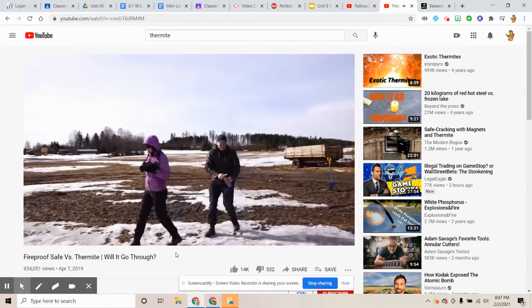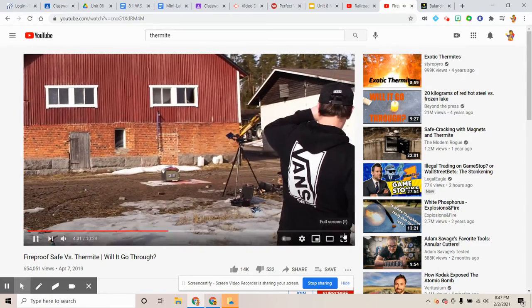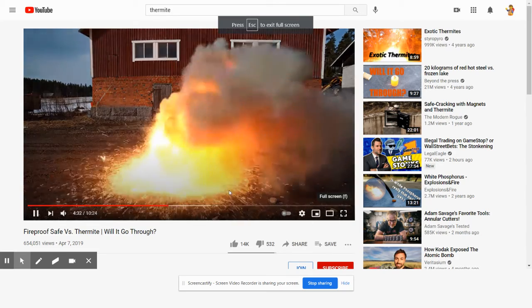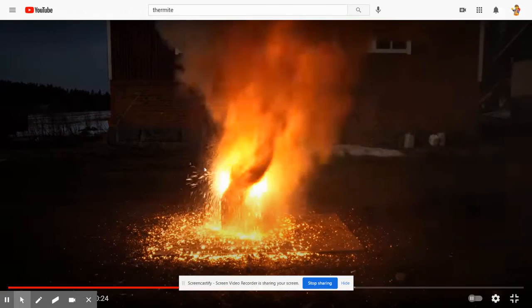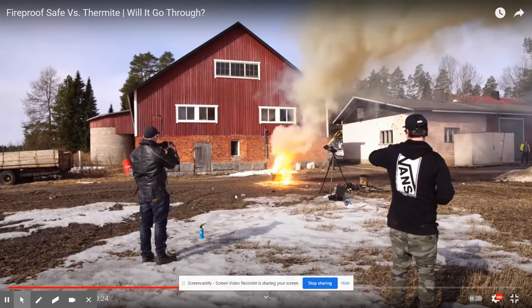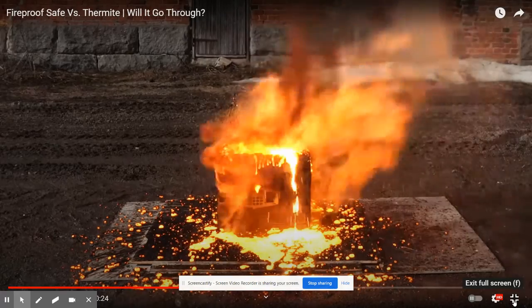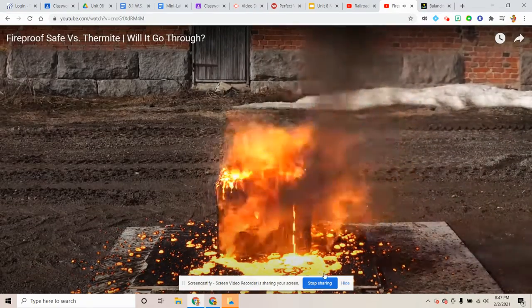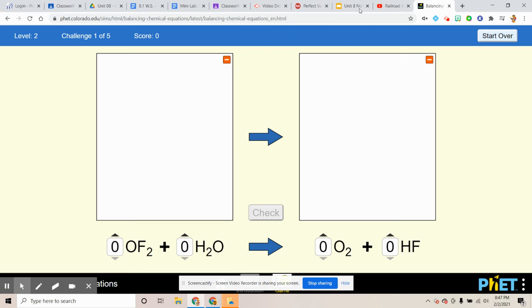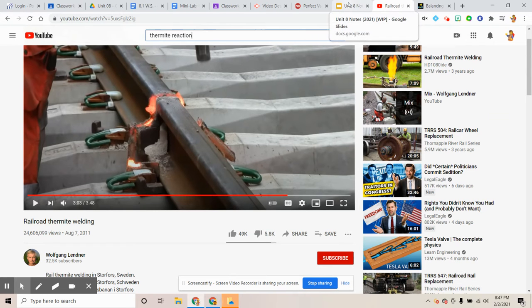Okay. Watching, watching, watching. Whoa! All right. That was about 10 pounds of thermite that he melted right there. Anyways, this is just to prove the point here that you have to balance this equation.